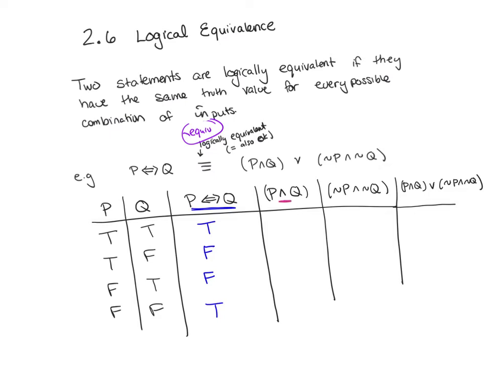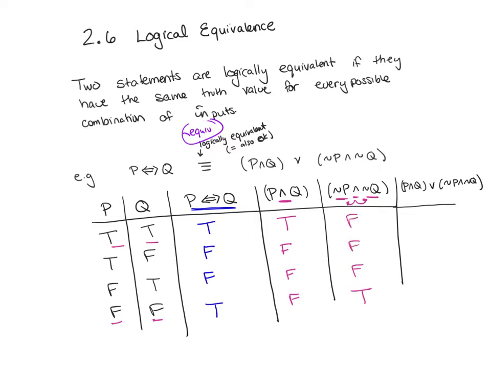So P and Q should only be true if both P and Q are true. It'll be false everywhere else. Not P and not Q is only true if not P and not Q is true, which is only true if both P is false and Q is false. So down here, where P and Q are both false, not P and not Q are both true. So I get true.